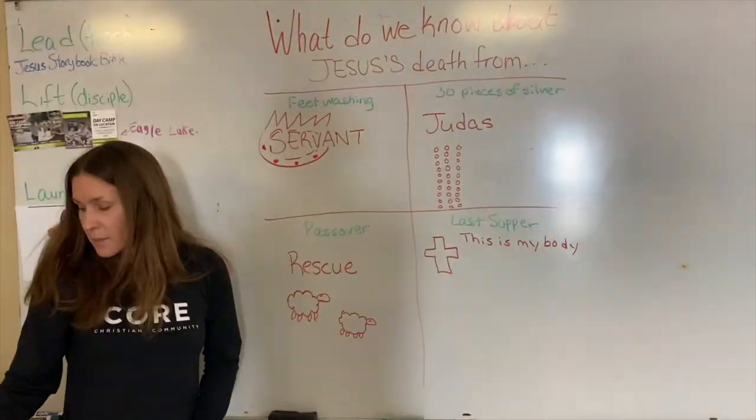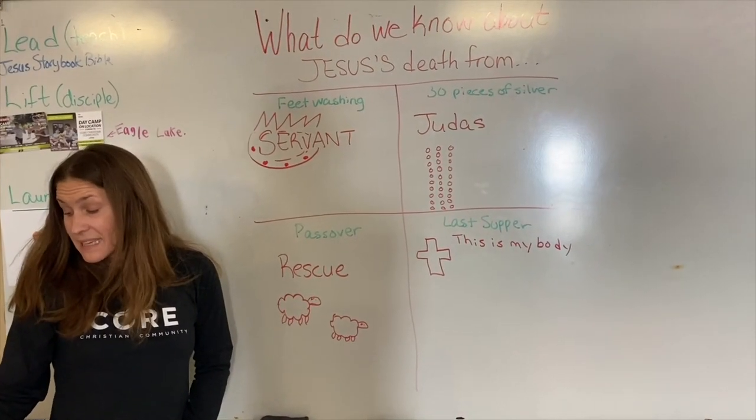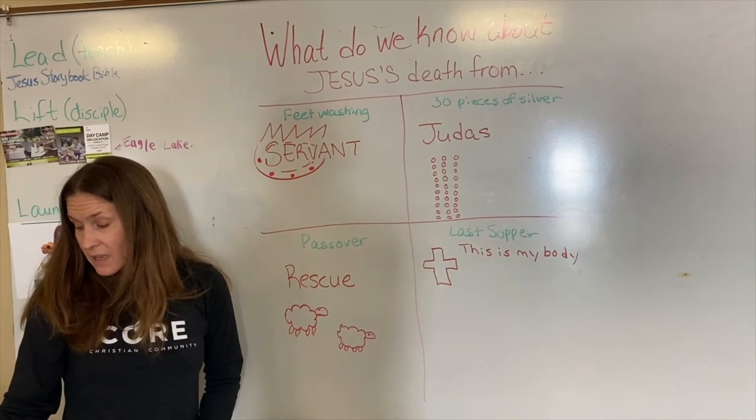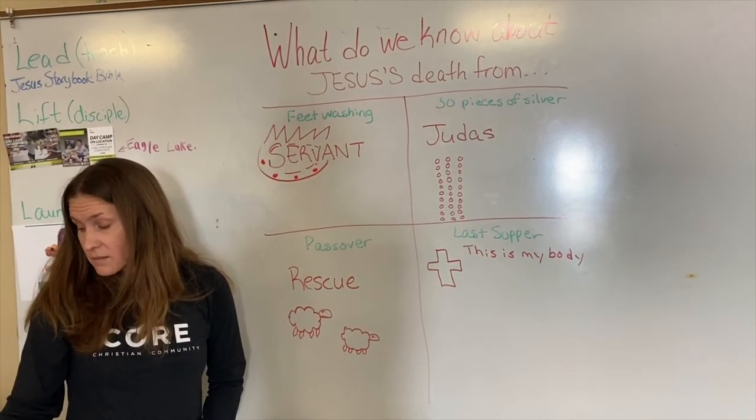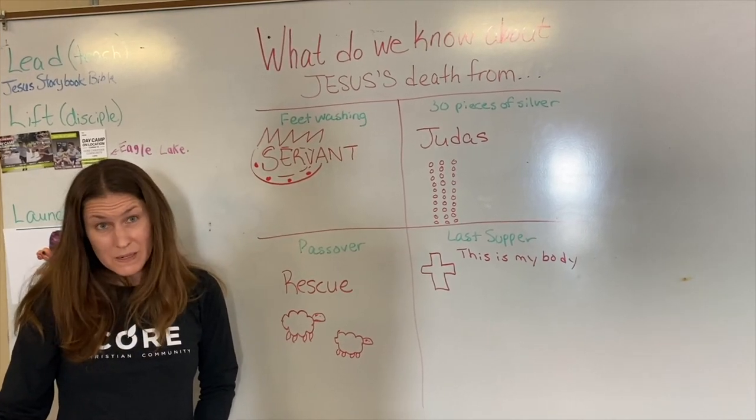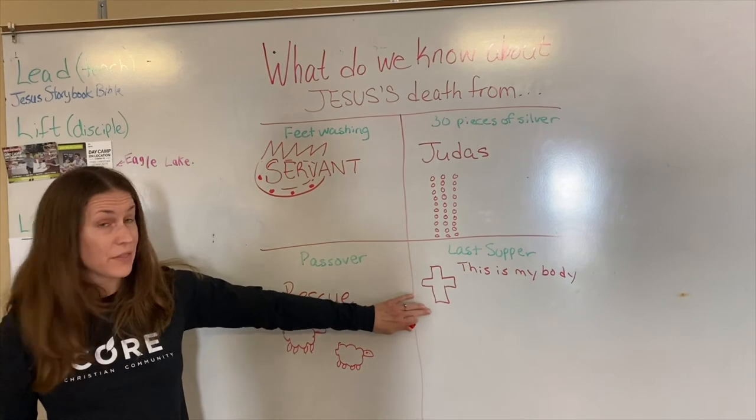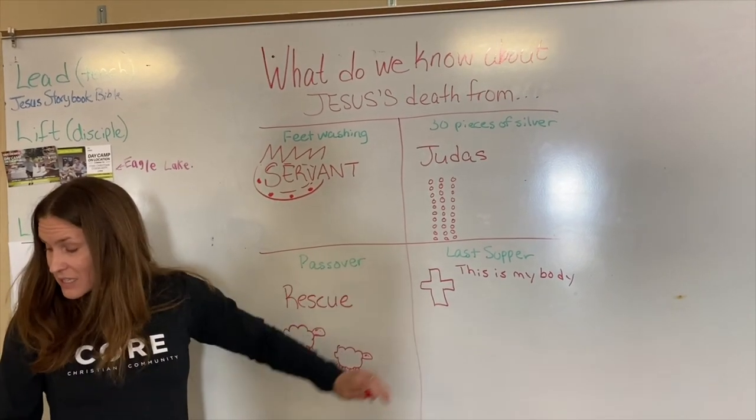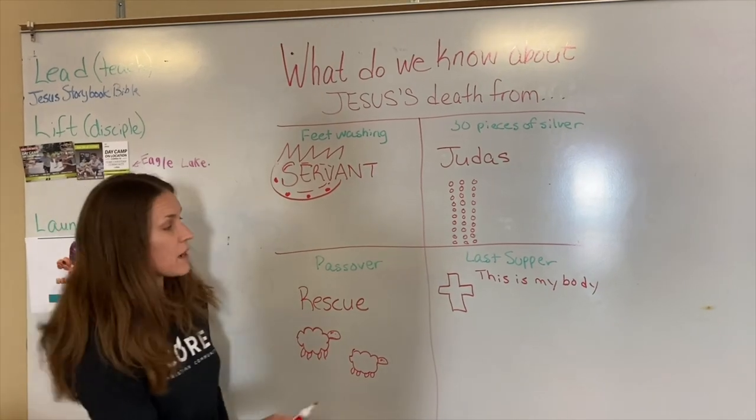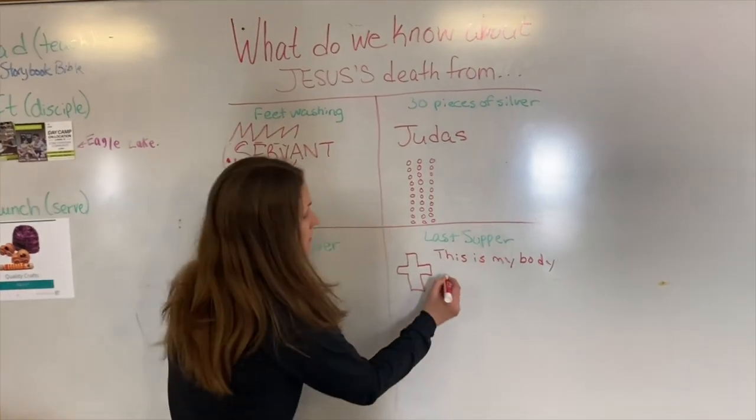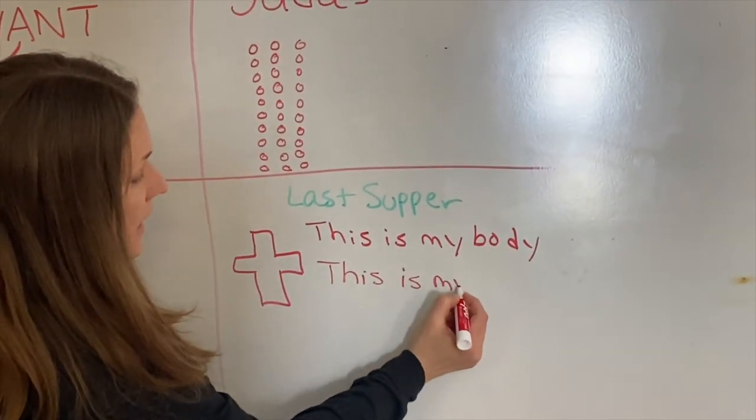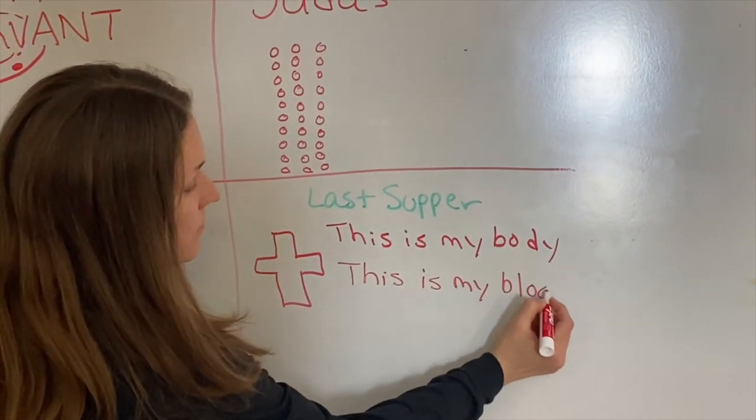Jesus picked up a cup of wine, and he said, "This cup of wine is like my blood, which is poured out for many for the forgiveness of sins." When was Jesus' blood poured out? Remember? On the cross. So now, we are going to write that Jesus said, "This is my blood."